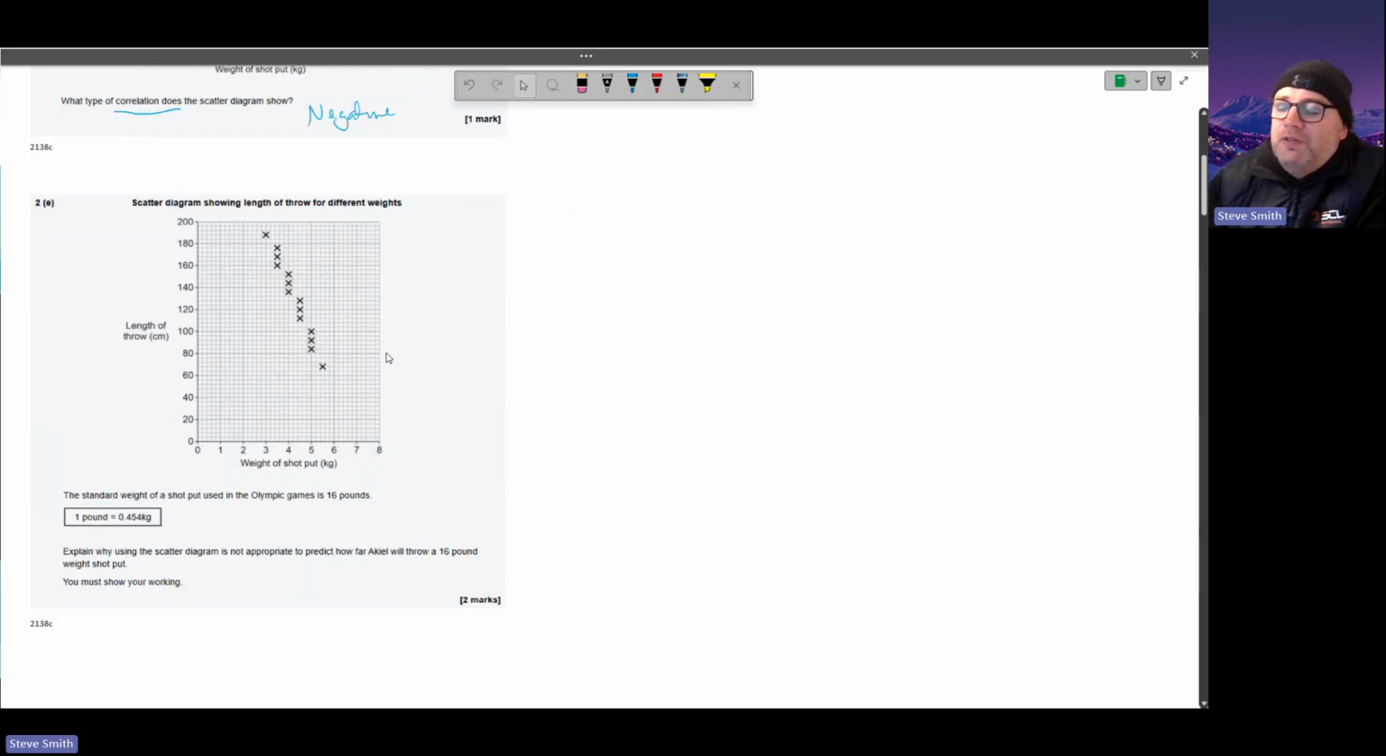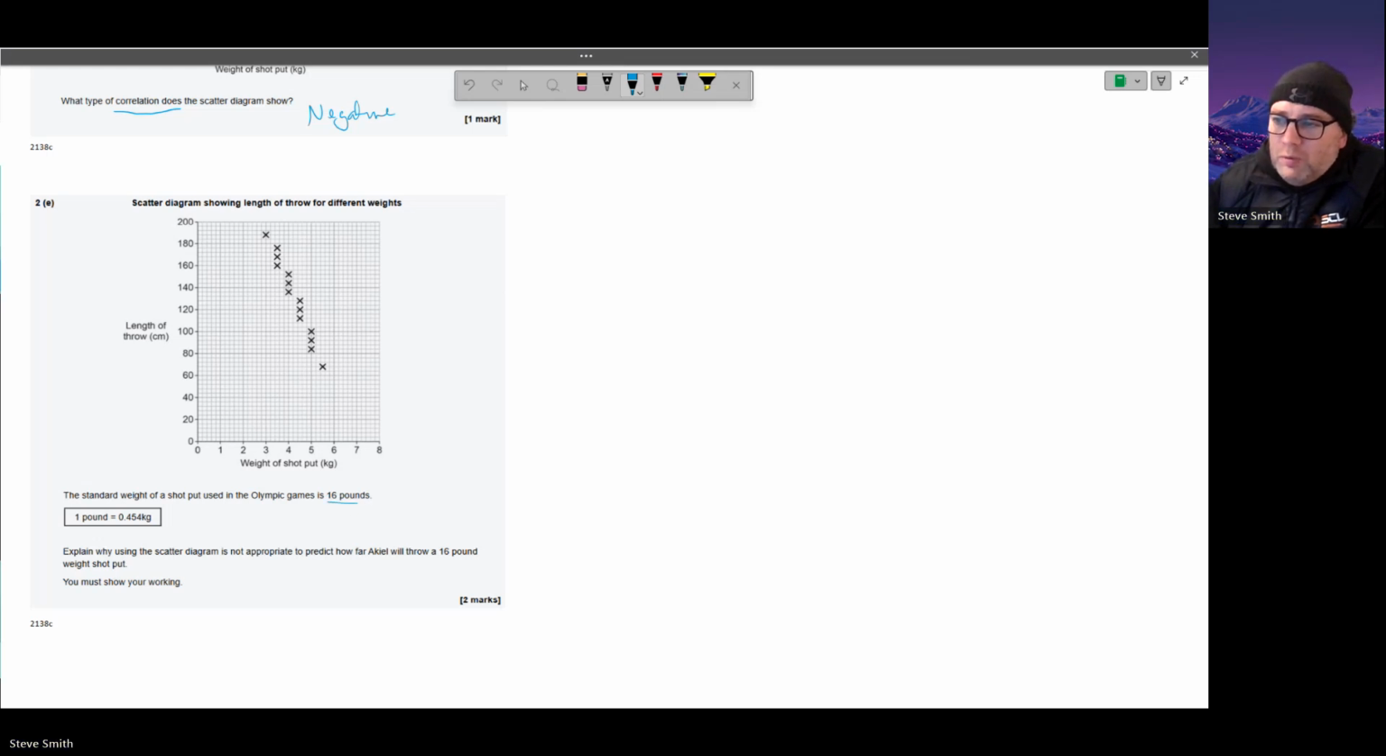The scatter diagram shows the length for different weights again. The standard weight of a shot put used in the Olympic Games is 16 pounds, and it gives us our conversion there. Explain why using the scatter diagram is not appropriate to predict how far Akil will throw a 16-pound shot put.